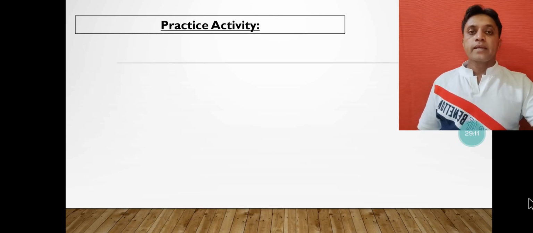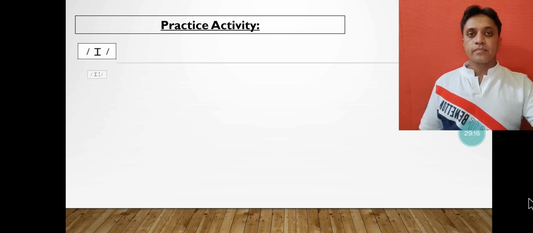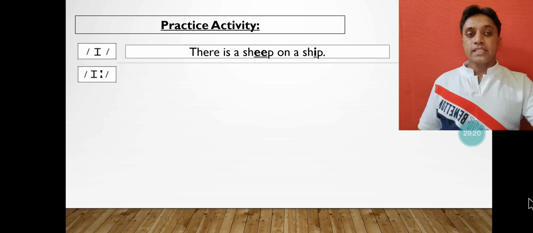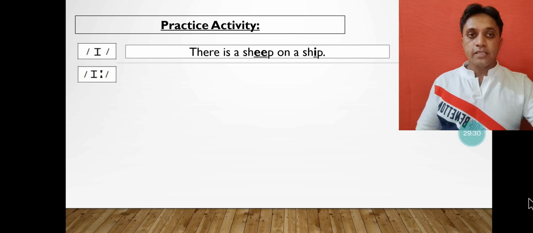Now let's try all these sounds in some sentences. E, and the pair is E. There is a sheep on a ship. You remember the first example I gave you at the beginning of this video. So here is how it is. There is a sheep on a ship. Not a ship on a sheep, but there is a sheep on a ship.